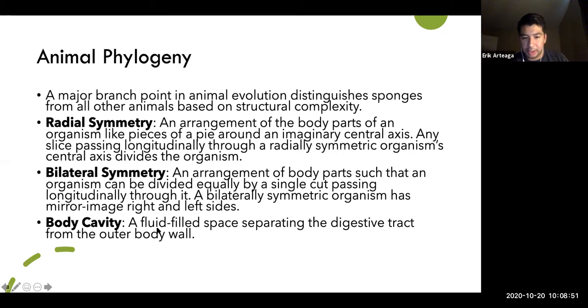We have a body cavity, a fluid-filled space separating the digestive tract from the outer body wall. This is another important developmental feature. Early organisms didn't have body cavities or digestive systems, right? The more complex the digestive system, again, the more complex the organism typically.